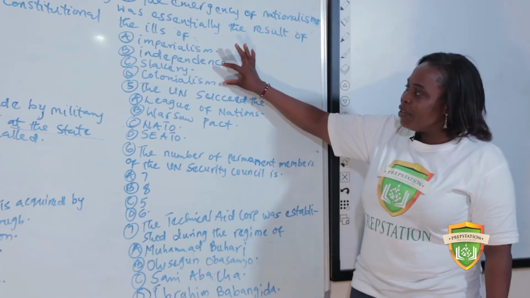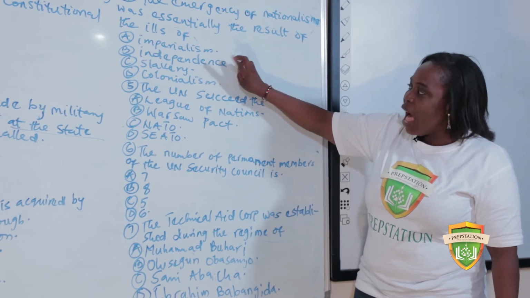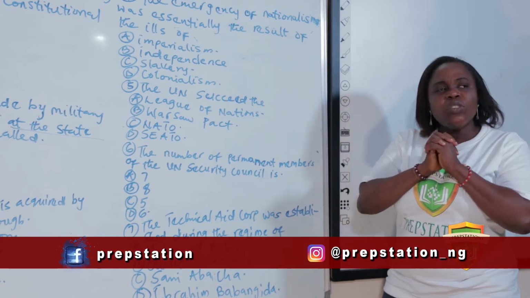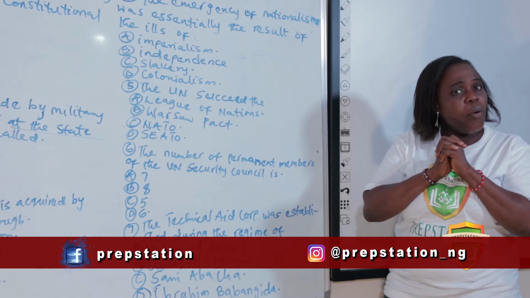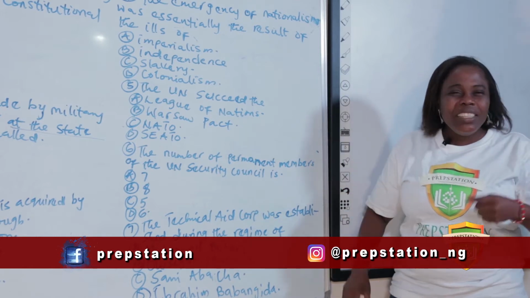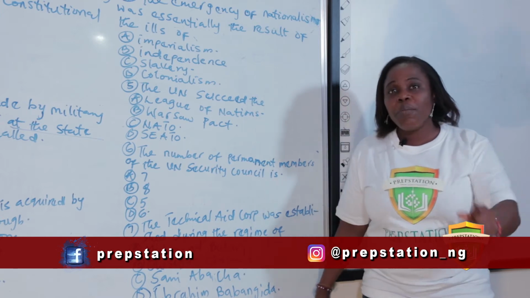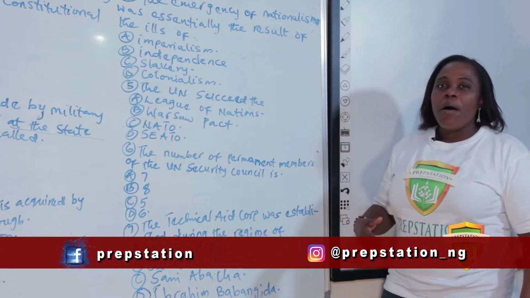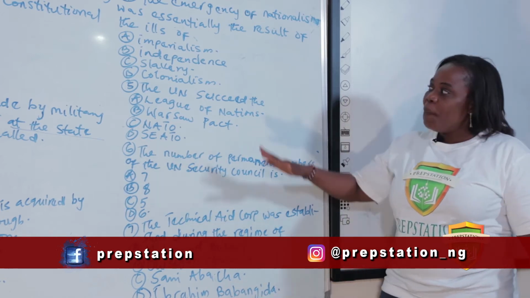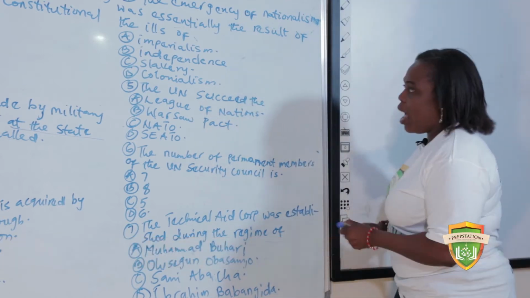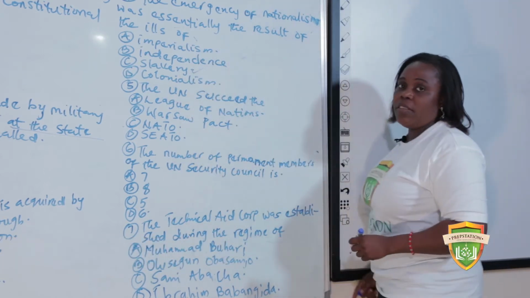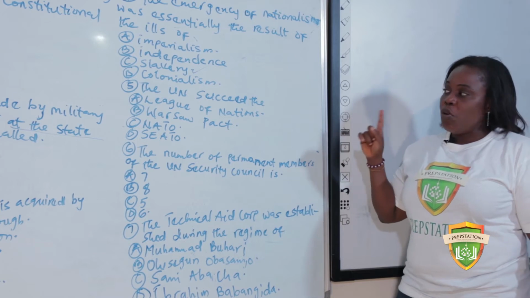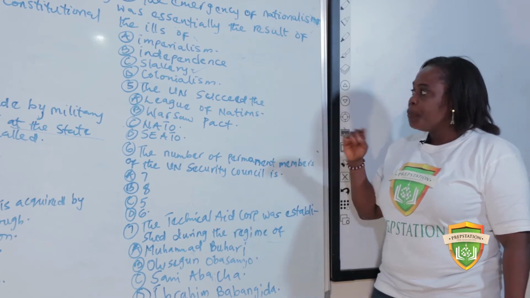Now, the answer is between these two, slavery and colonialism. Some of you would have chosen colonialism. You are wrong. The emergence of nationalism started right from the time of slavery. We go back to the story of Marcus Garvey and all that. So please, the answer is slavery and not colonialism. Please don't get confused. It looks tricky, so you have to be careful when answering such questions.